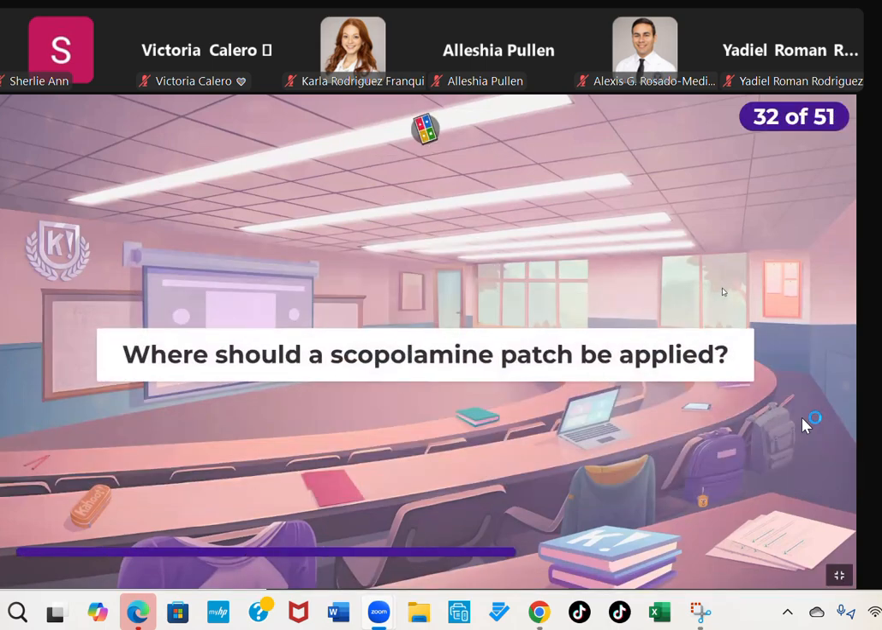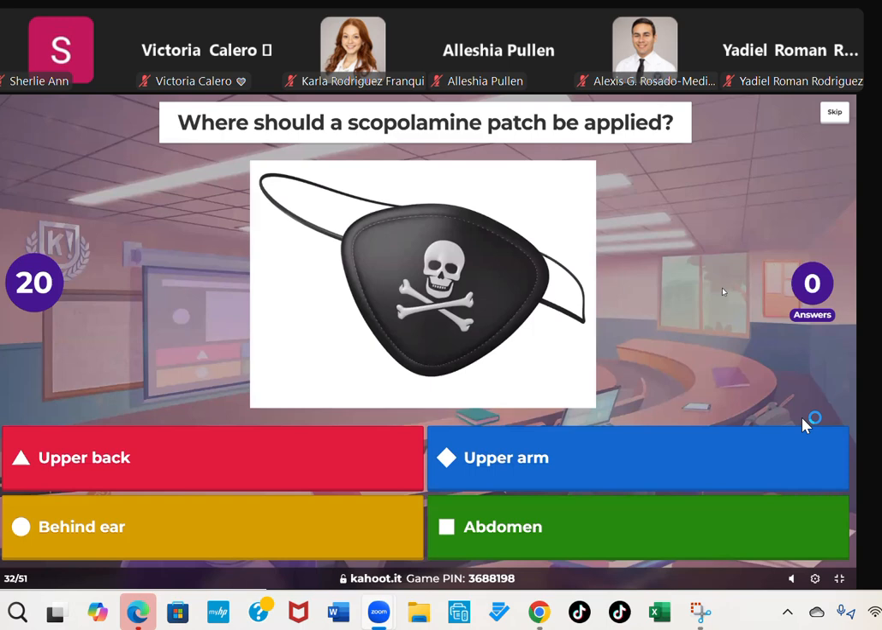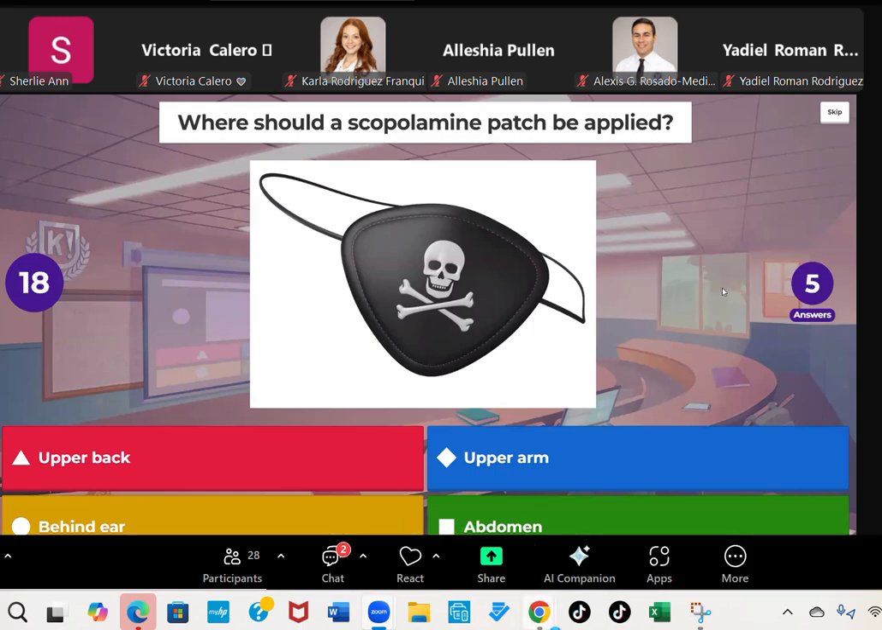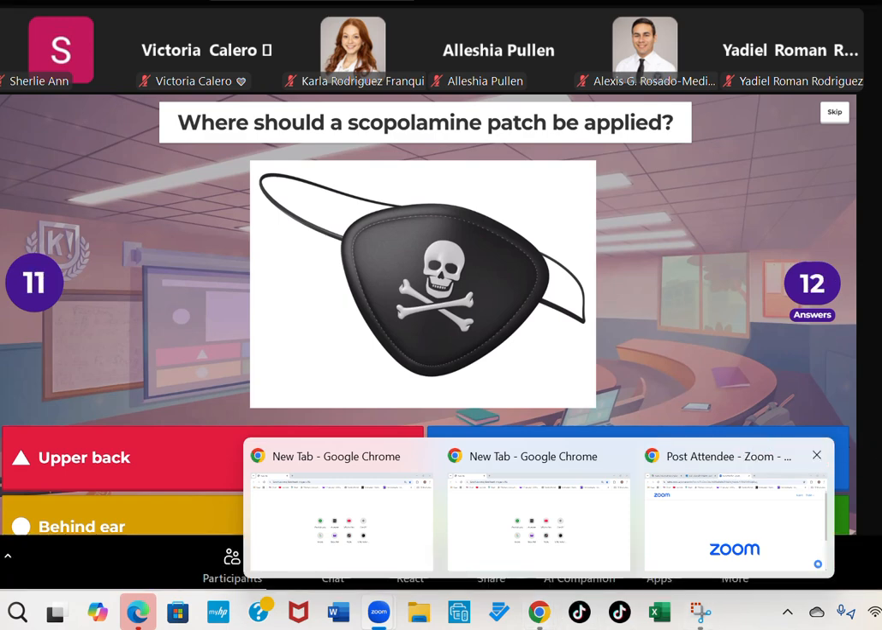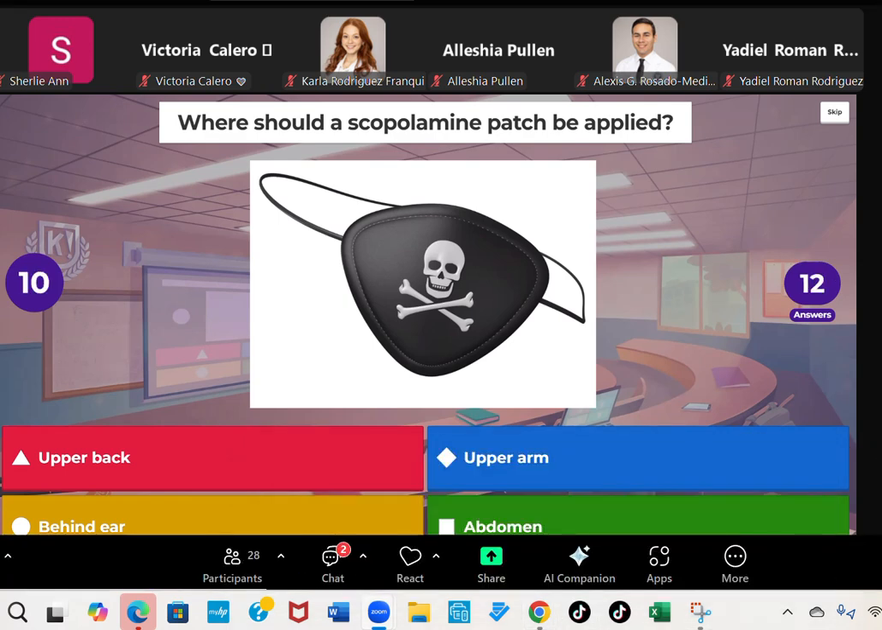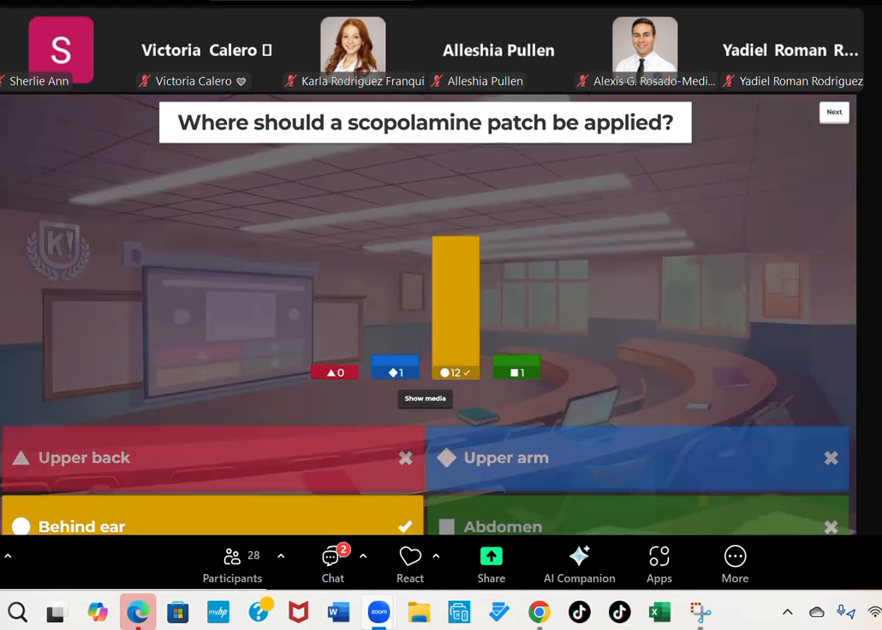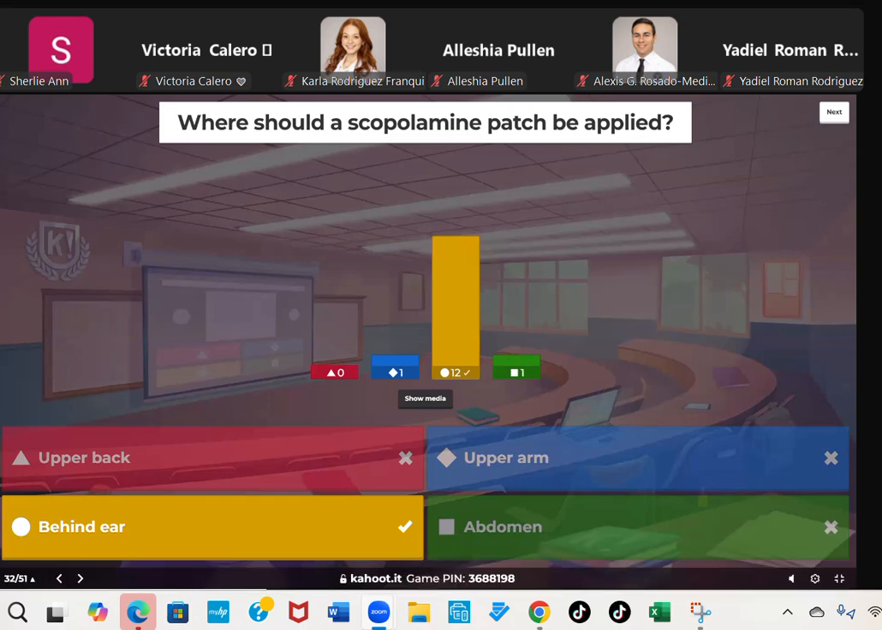Okay, where should we put a scopolamine patch? Upper back, upper arm, behind the ear, abdominal. Right, yep, we're gonna put it behind the ear. Upper back, upper arm, abdomen are for our birth control patches. Behind the ear is for our scopolamine patches.